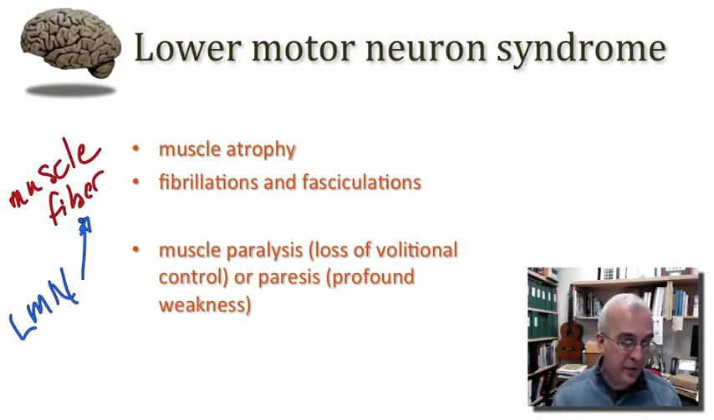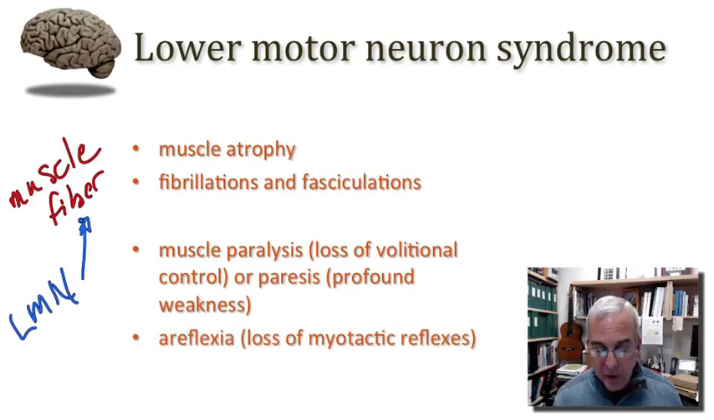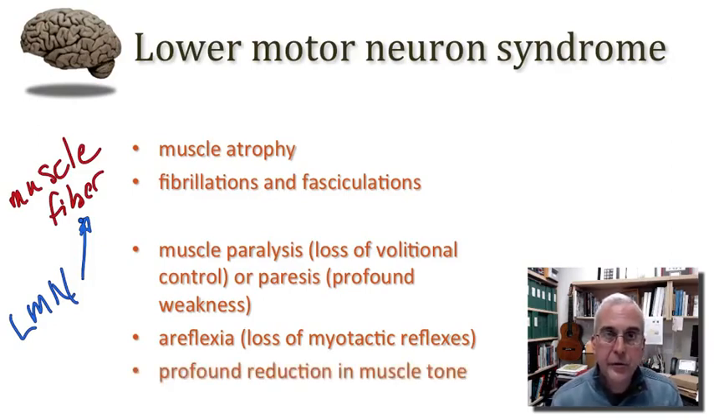Now, going hand in hand with this loss of volitional control or this profound weakness would be a loss of our myotatic reflexes. So this is what we call areflexia. So there may be a sensory arc that's intact, but without the output from the alpha motor neuron to the muscle fiber, there can be no reflex. And with the loss of volitional control, with the loss of the reflex, we would expect there to be a profound reduction in muscle tone. So this is a devastating condition that is very characteristically observed clinically.